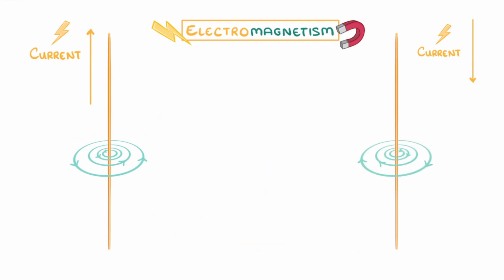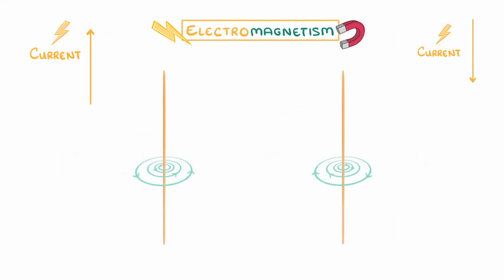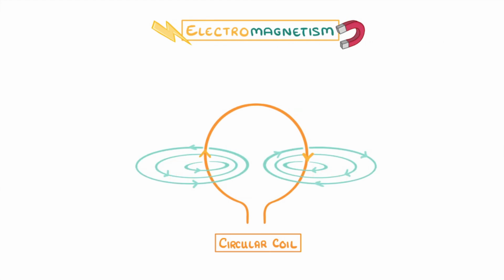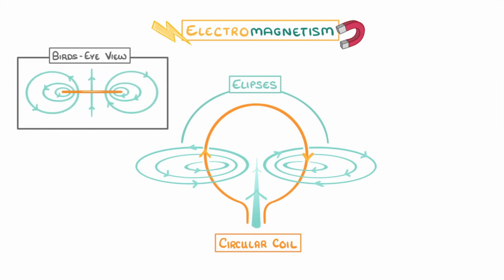To make things a bit trickier, let's now imagine that instead of two separate straight wires, we instead joined them together, so that we had a single flat circular coil, with the current flowing in through the bottom left and out through the right. As the magnetic fields of the two sides of our coil interact, the magnetic fields, which were concentric circles, will now get stretched out and form ellipses. And as the magnetic fields combine, they'll form a single magnetic field which runs straight through the center of the coil, which, if we were to look at it from above, would look like this.